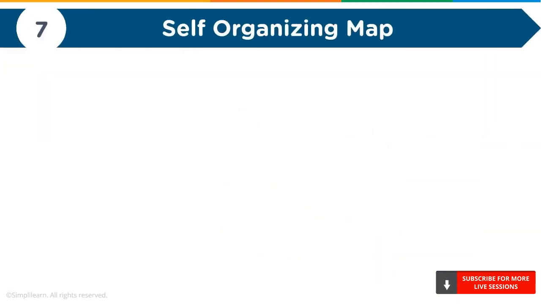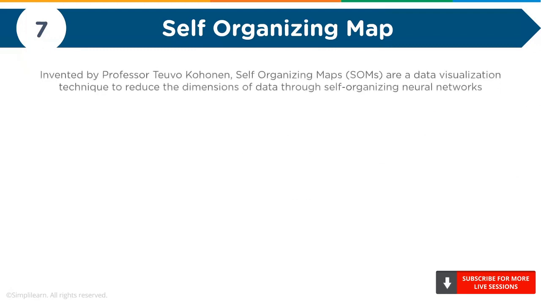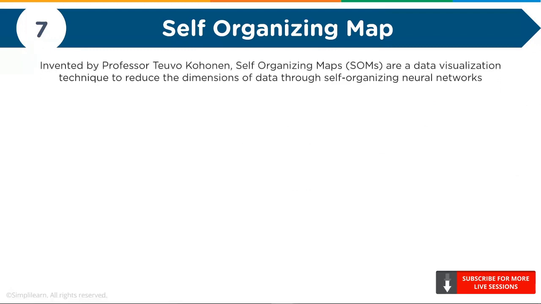Next, at number 7, we have self-organizing map. Self-organizing maps were invented by Professor Teuvo Kohonen. SOMs are a data visualization technique to reduce the dimensions of data through self-organizing artificial neural networks. The problem that data visualization attempts to solve is that humans cannot visualize high-dimensional data easily. So self-organizing maps are created to help us understand this high-dimensional data.